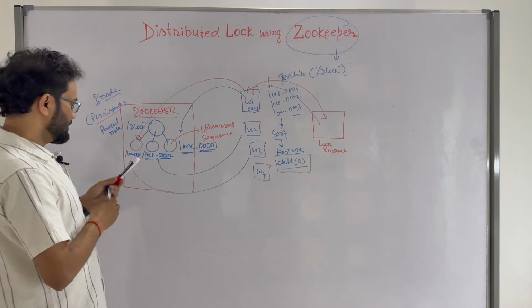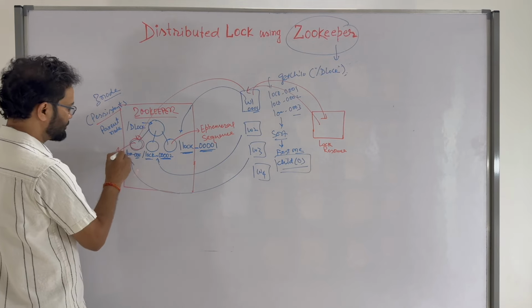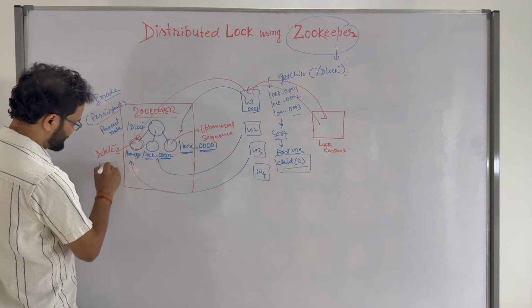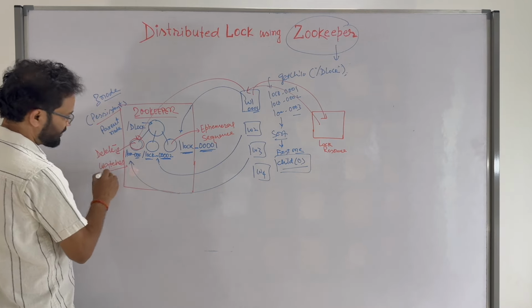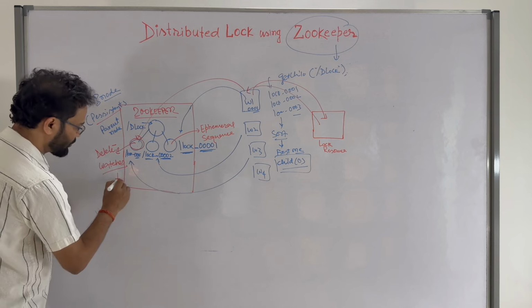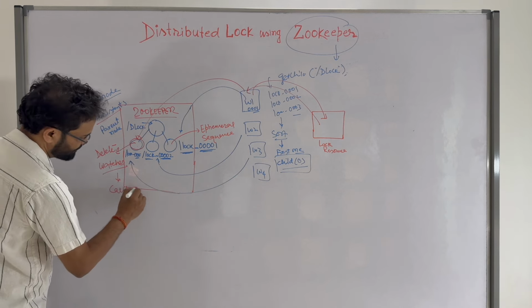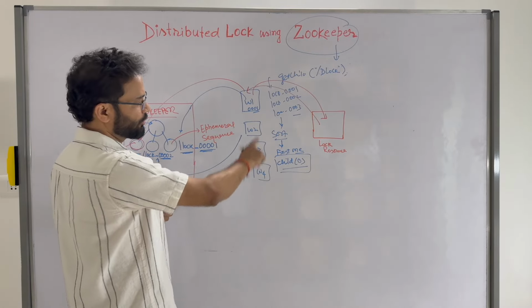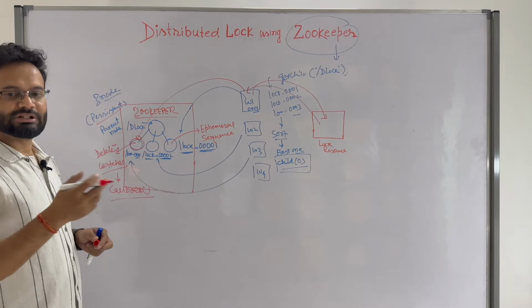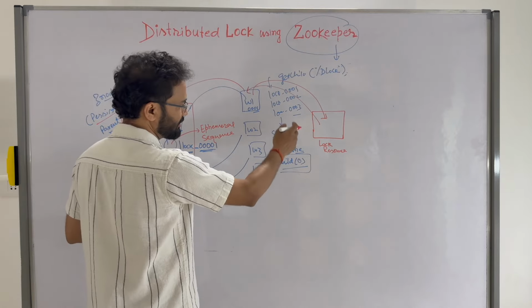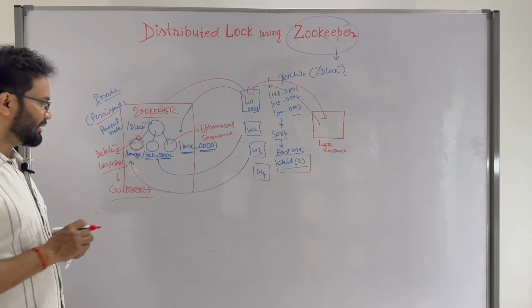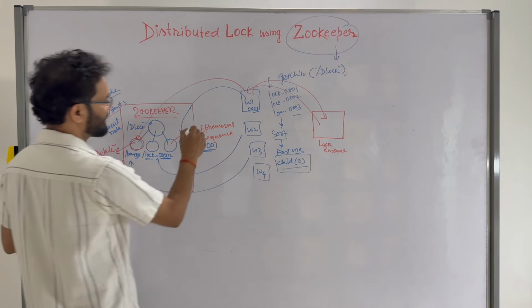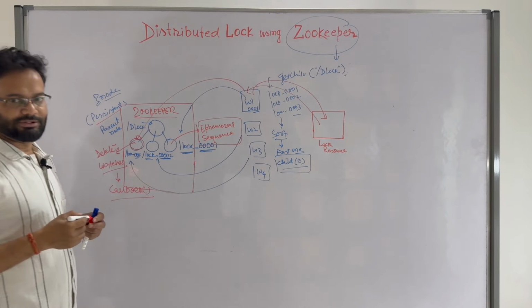The moment they delete the node, I have already explained the concept of the watches. Through these watches, one callback method will be called, and those who are waiting in line to acquire the lock will do the same things again. They will sort, find out the latest node, and acquire the lock. So we are taking advantage of the ephemeral node for all these activities.